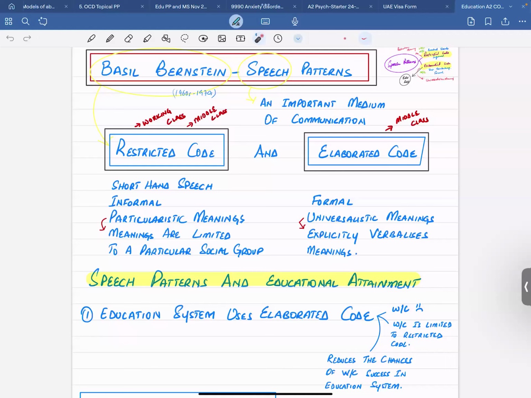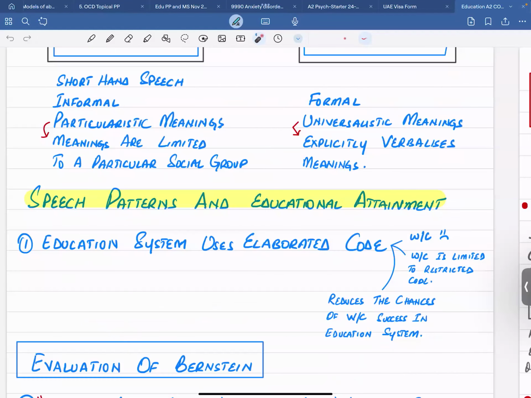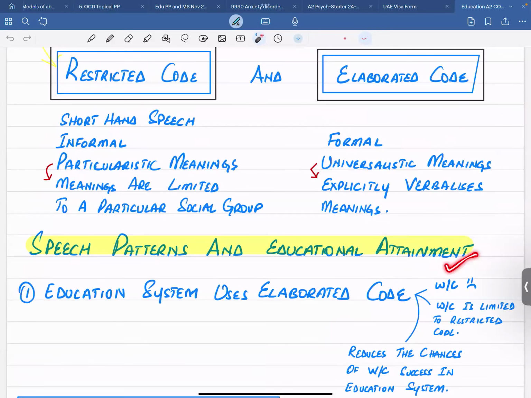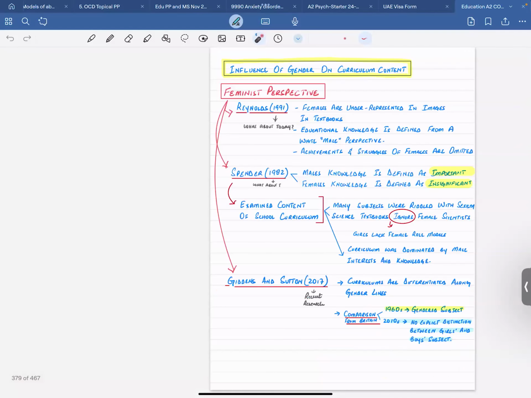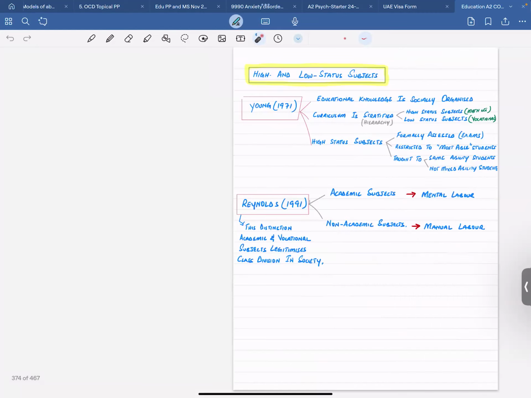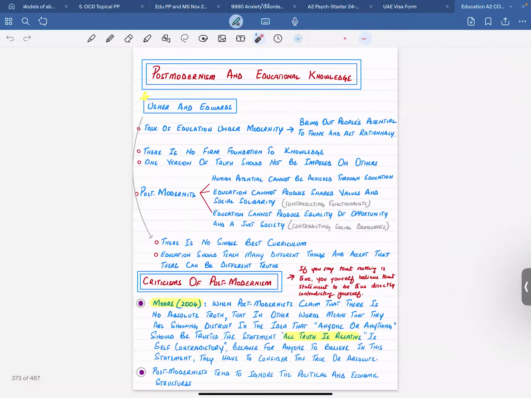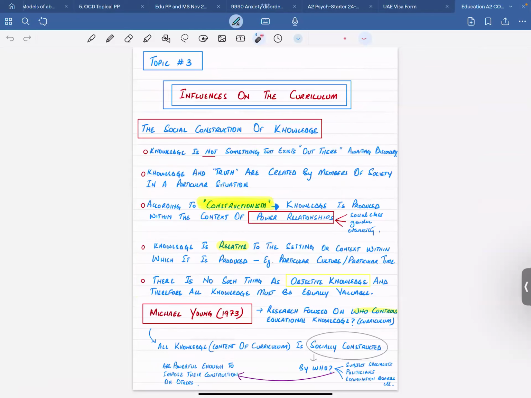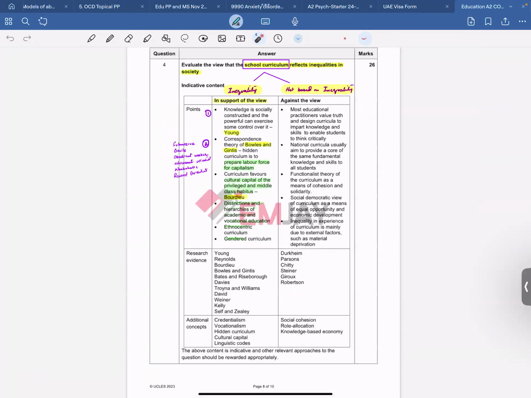You could write down about how Basil Bernstein, back in the 1960s and 70s, came up with the idea of restricted code versus elaborated code. According to Basil Bernstein, the working class is limited with the restricted code. Because the working class is limited with the restricted code, this ends up reducing the chances of working class success in the education system. So if the education system is designed in a manner that it eventually helps the rich, the elite, it is reflecting inequalities. So we're done discussing all of these over here.